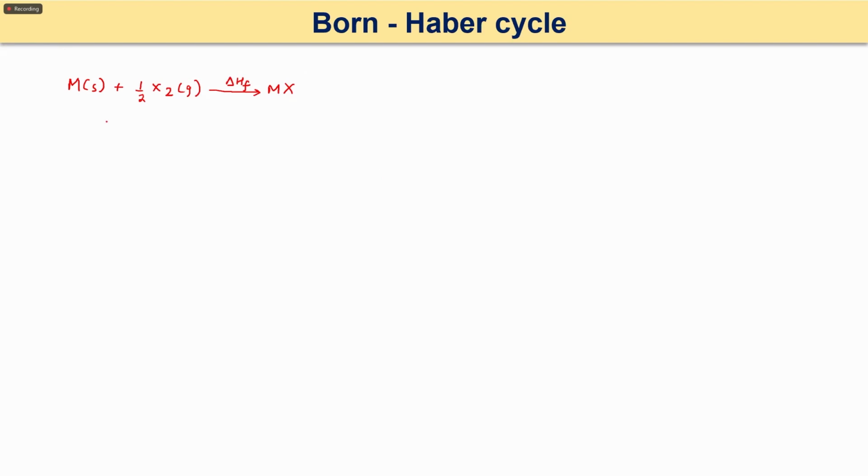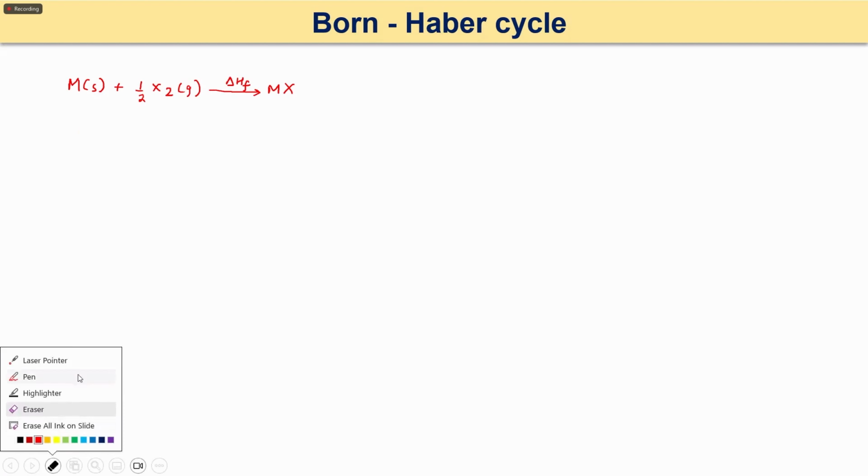This can also go via different steps. Let us say for this reaction to occur, this will not directly react with this. Okay. So in order to calculate that, what we will do? First, this metal will go from its solid state to gaseous state. What is this kind of heat change called?